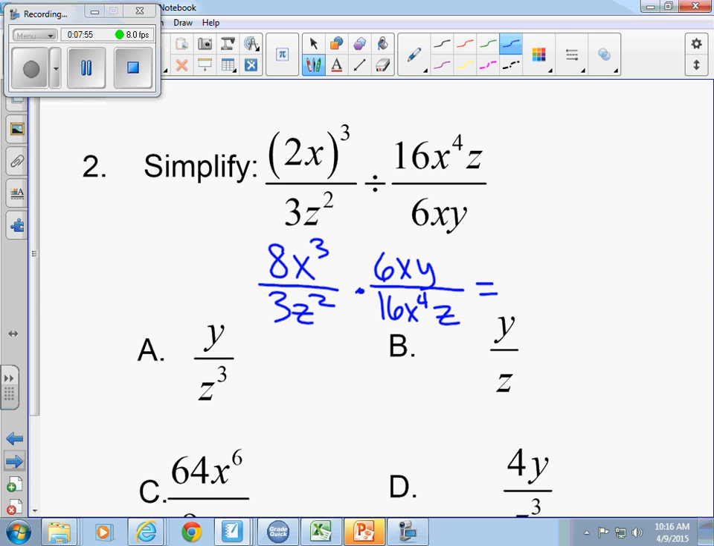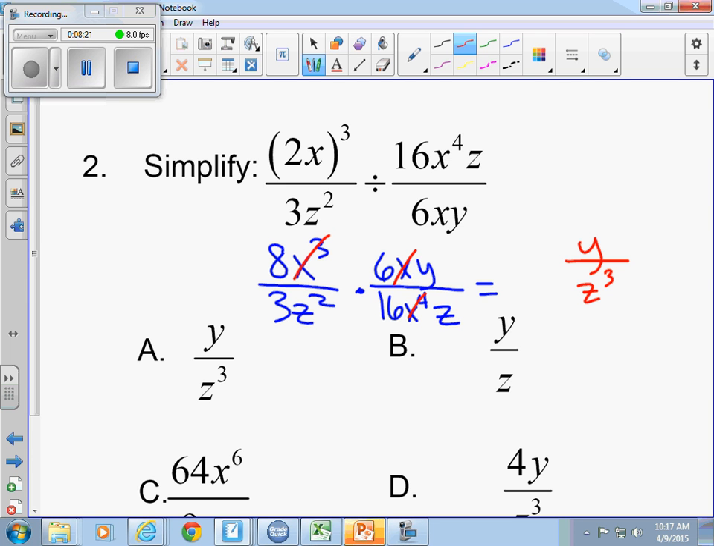X to the 4th on top. Do you see that x to the 4th on top? Is there an x to the 4th on the bottom? Now, if there were only an x cubed, then you would cancel the x cubed, but you would be left with 1x on the bottom. But all of those x's cancel. There are no y's on the bottom. There are no z's on the top. So I'm going to be left with a y on top and a z cubed on the bottom.